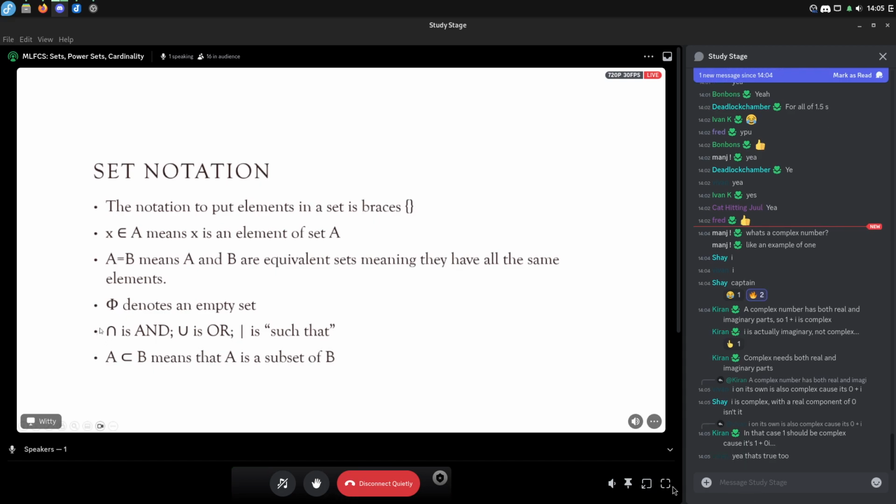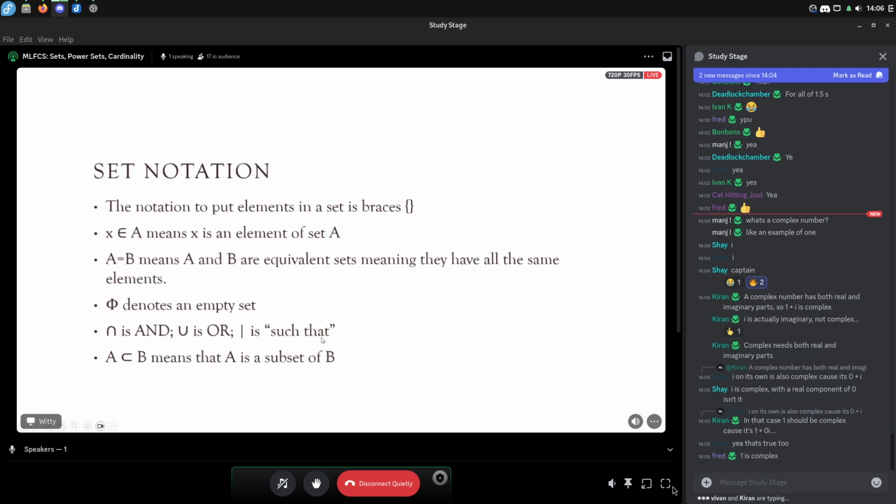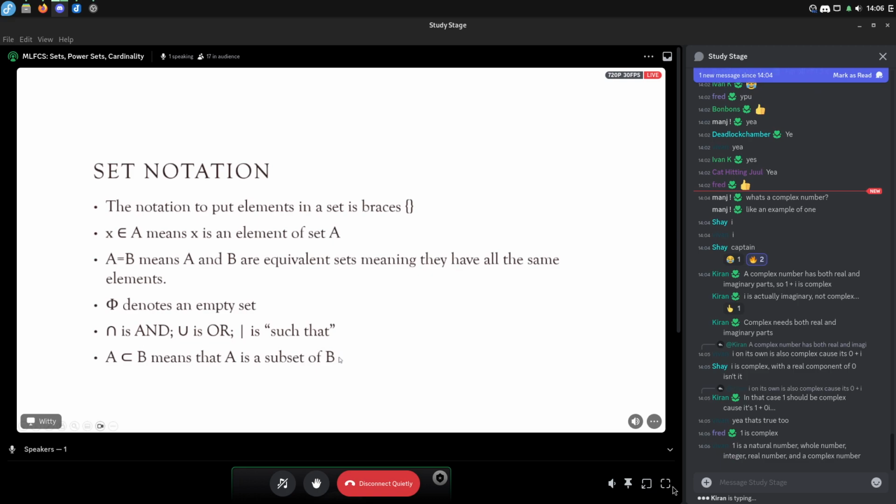Then we have the and symbol, which in LaTeX is called cap, and then the or symbol, which is called cup. And then this vertical bar you can read as such that, so it often describes properties of a certain expression. So you'd say X such that, and you'd say stuff about X. And finally, we saw what subsets were in the previous slide. If you have A and then this C symbol at the bottom, B, that means A is a subset of B, aka all of the elements in A are also elements of B.